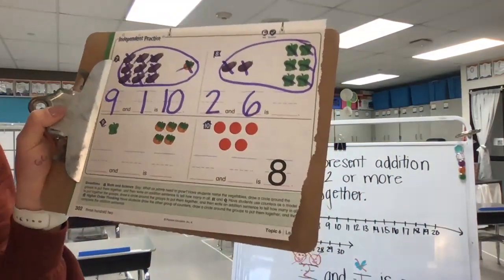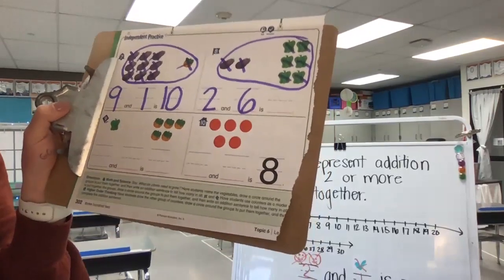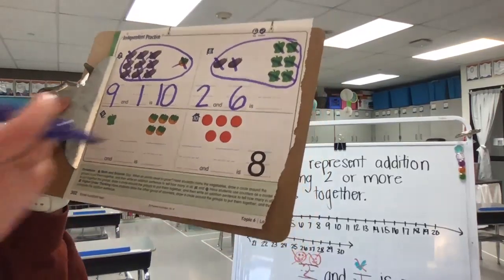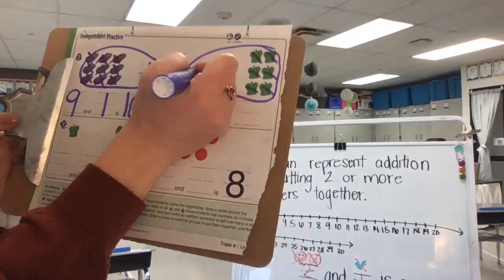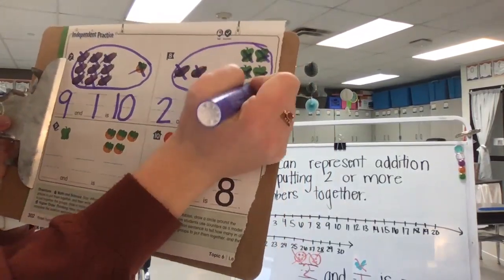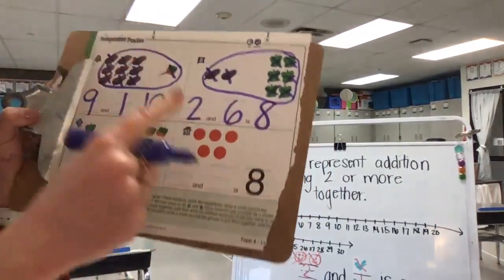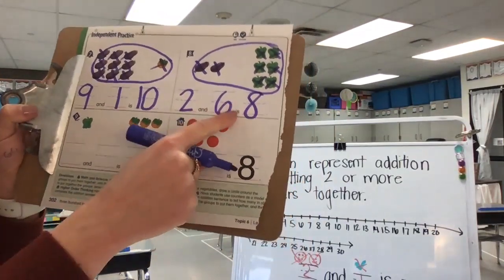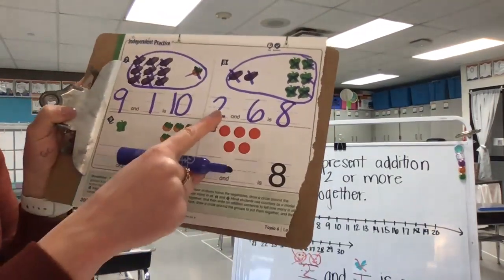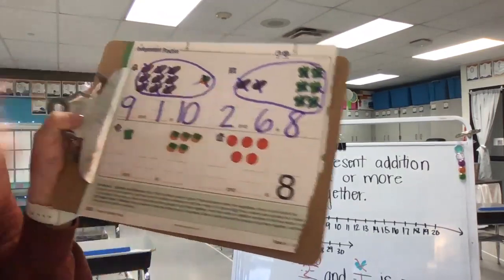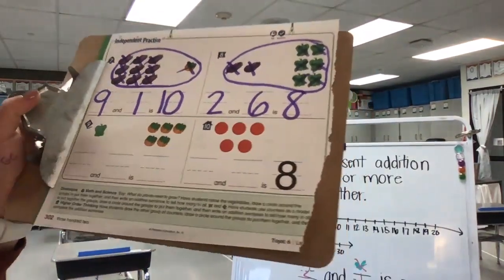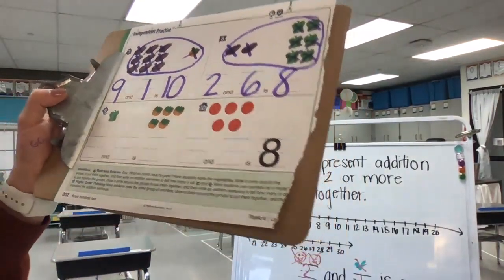And then what do I need to do to show my work? To count how many there are all together. I need to count and mark out. So let's do it. We have 1, 2, 3, 4, 5, 6, 7, 8 all together. So it says 2 and 6 is 8. Can you read that with me? 2 and 6 is 8. Good job.